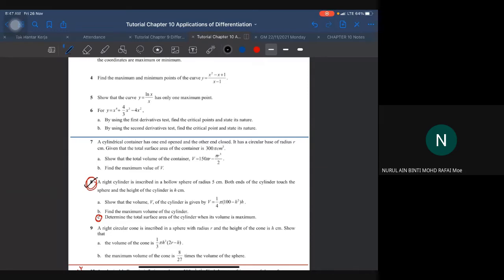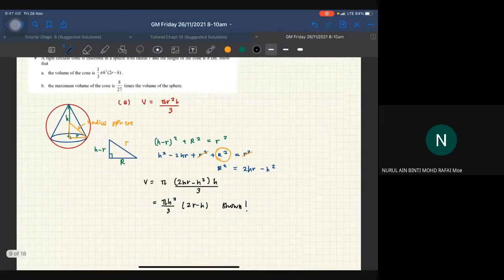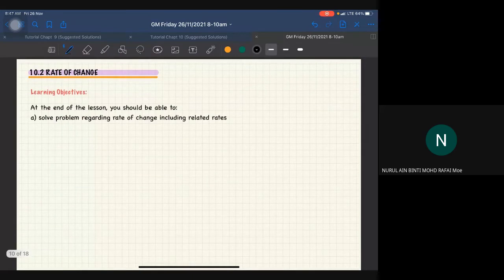Okay, so jom. Last subtopic 10.2 adalah rate of change. Okay, so learning objective kita ada satu je. So at the end of today's lesson, you should be able to solve problem regarding rate of change including related rates. Okay, so nanti awak akan diminta untuk cari what is the rate of change of, let's say, volume. Dia akan ada bagi awak beberapa information that you need to use in order for you to find this rate of change of the volume.